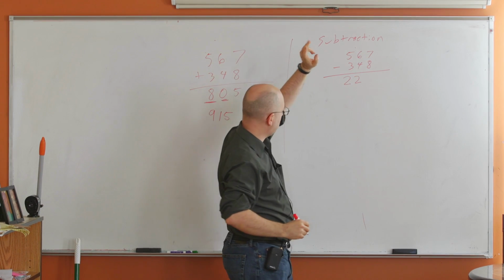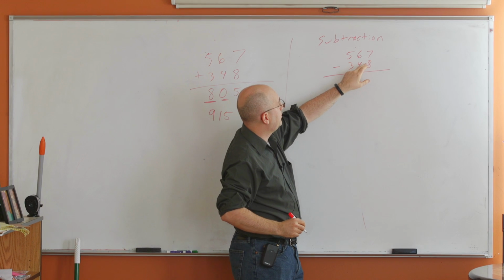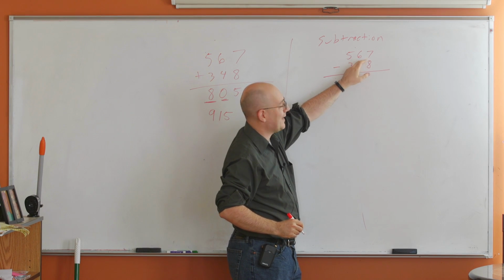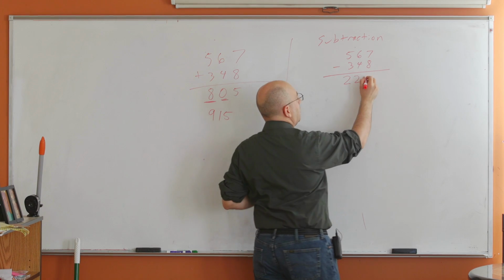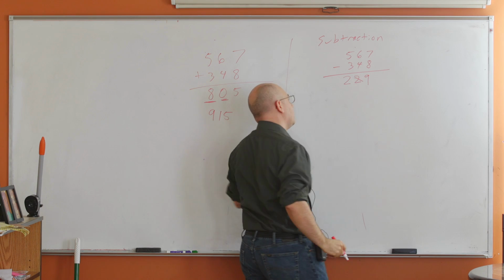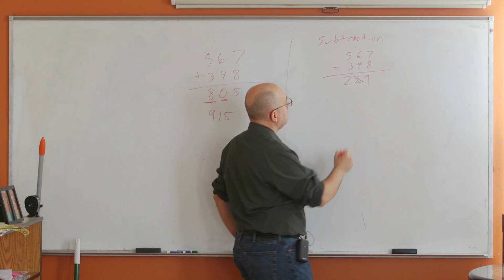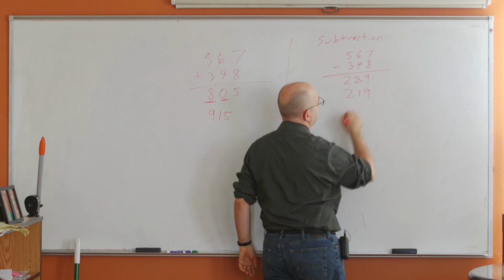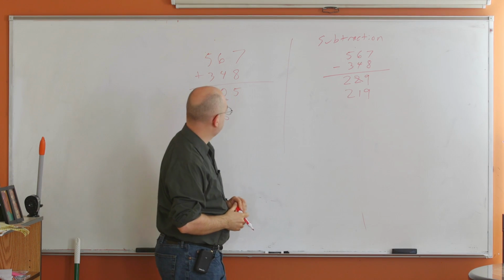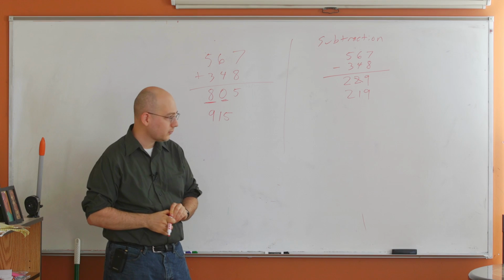So that's where we use that complement. We replace this 8 with 2 and add it to the 7. And then we slash the number to the left, indicating that we needed a 10. And we get 219. Okay.